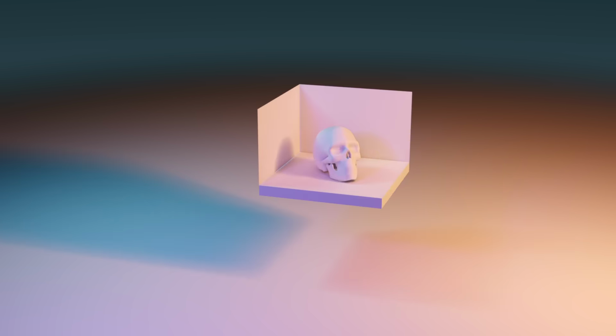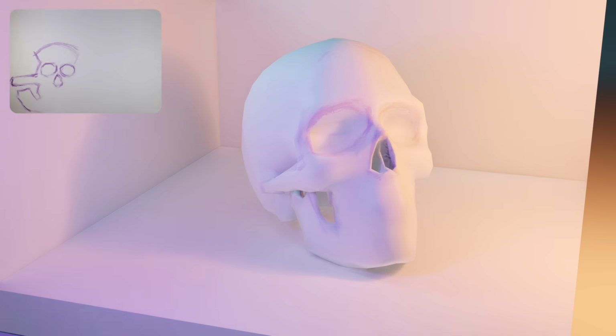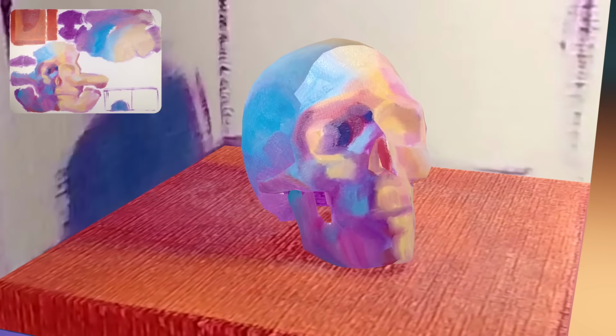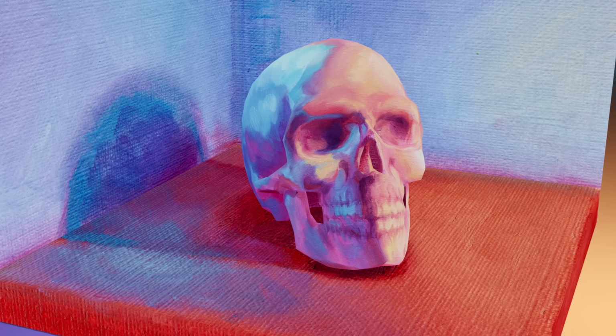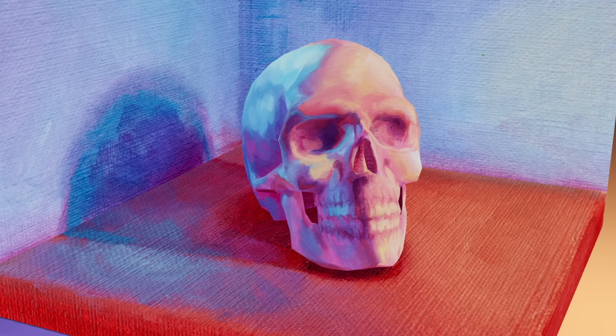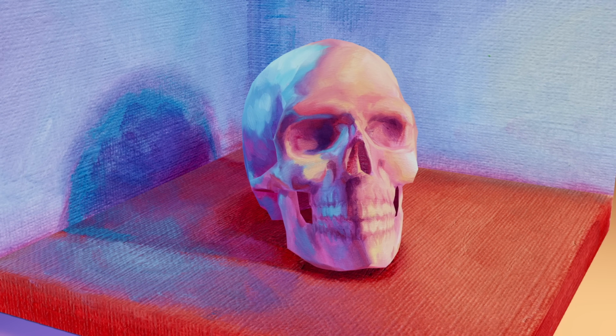In my last video, I introduced my system for painting the textures of 3D models using traditional methods, specifically oil paint, which I would recommend watching before this one. In that video, I painted this model of a skull, which appears to be lit because the light and shadow on the skull were painted directly into the texture itself.